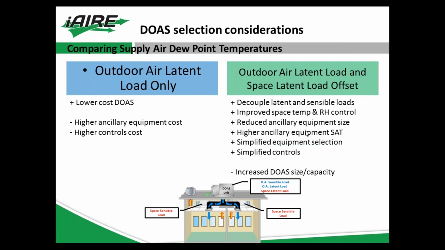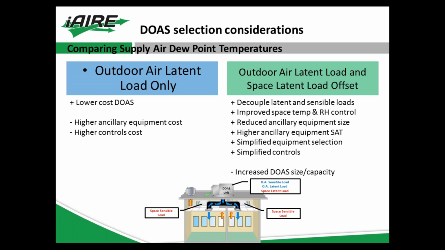And these are just some of the pros and cons of those two different designs. So if you're doing the outdoor air only, it's going to be a lower cost DOAS system, obviously, because you're not using such a large unit. But then obviously the contrast to that is that you're going to need larger ancillary equipment, and it's generally a tougher system to control, so you may need more controls involved in that system. And then the system on the other side is basically the opposite of that.